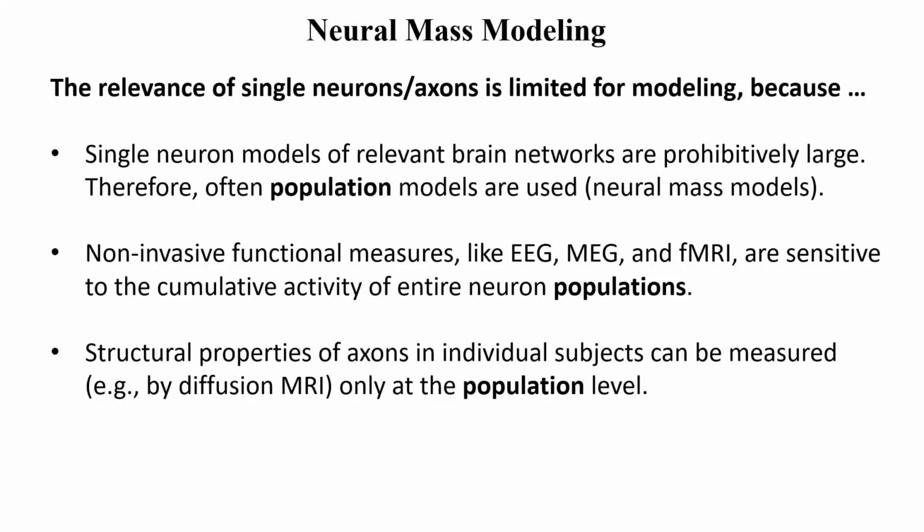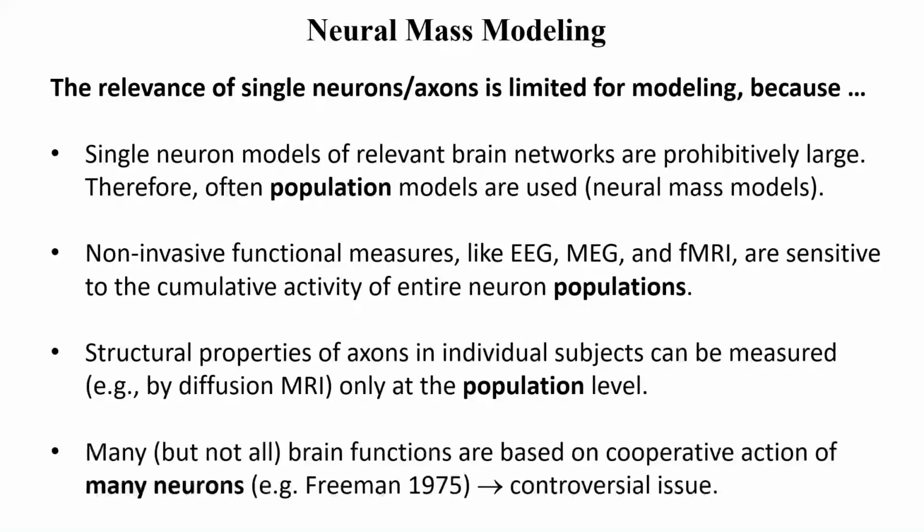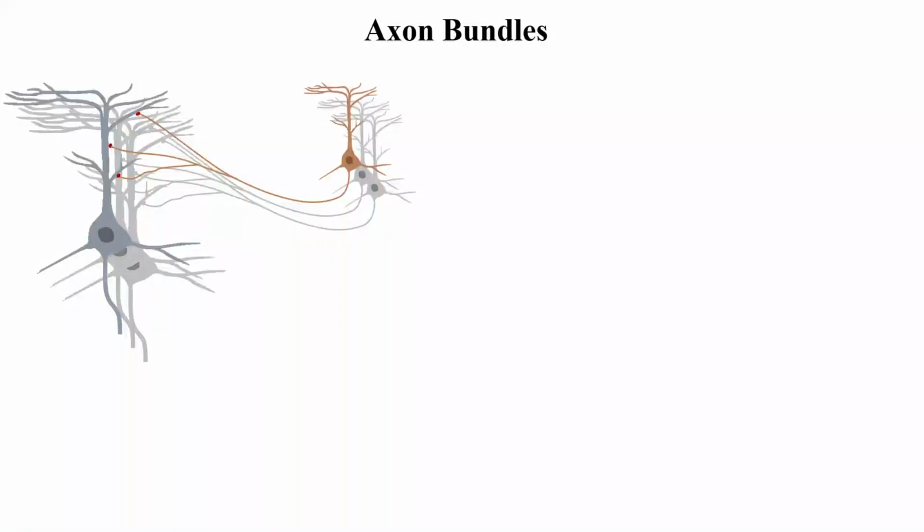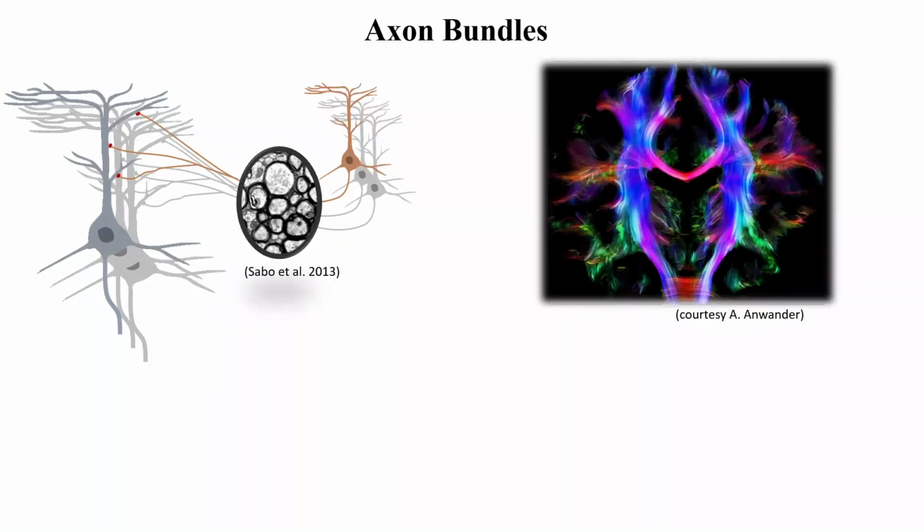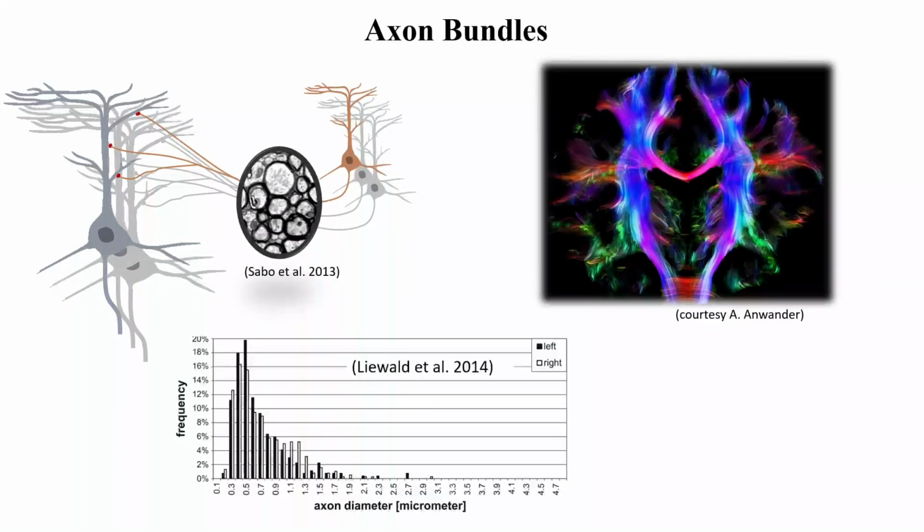Also, the structural properties we need to characterize the models are mostly available at the population level rather than for single axons. And finally, cooperative action of many neurons seems to be also relevant for function, although that is a controversial issue. So it's not quite clear how much a single neuron matters and how much the population activity matters. So that means we want to model axon bundles, yeah? So we have many axons that run in parallel. We can find the direction, for example, by tractography. We might have some distribution of diameters that we can measure, as we can see here.